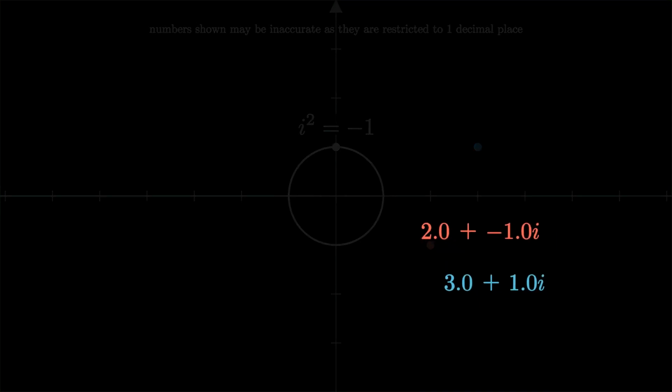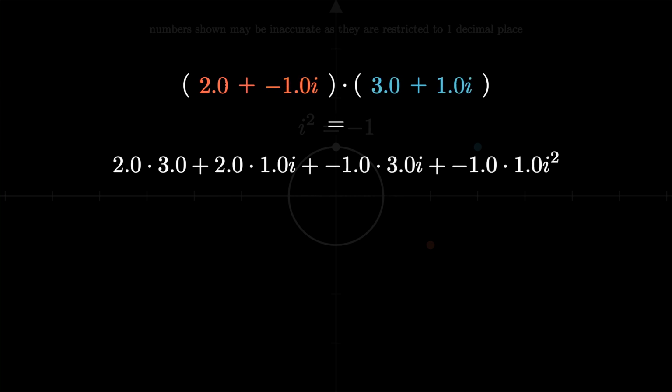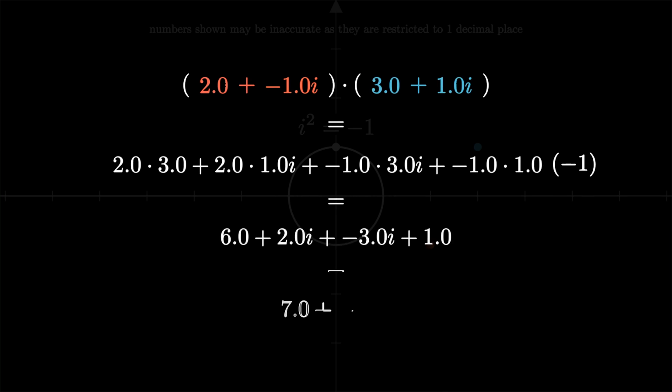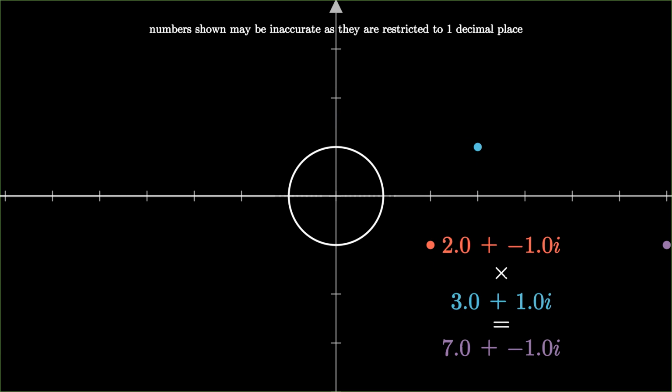To multiply two complex numbers, you can just expand this expression. We'll get 2 times 3 plus 2 times i plus minus i times 3 plus minus i times i. We change i squared to minus 1, put the real terms together and the imaginary terms together, and we get the answer. It might seem like we just have to blindly follow the calculation to find out the answer, but hidden in this calculation is a very intuitive structure.